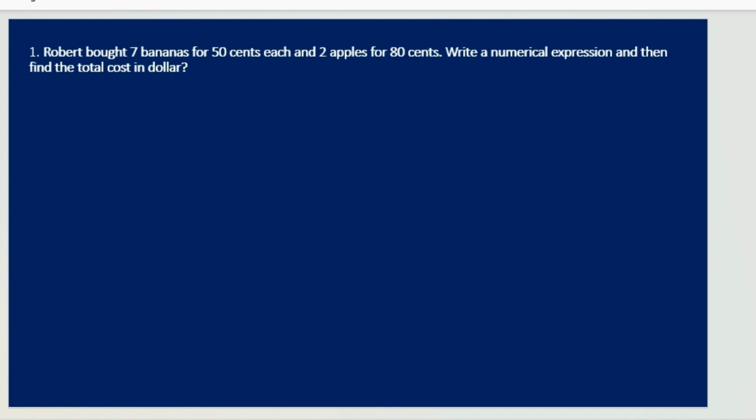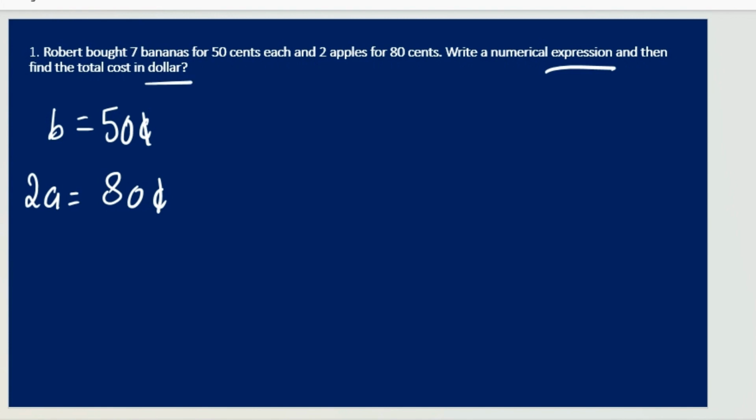So the first question is, Robert bought 7 bananas for 50 cents each and 2 apples for 80 cents. Write a numerical expression and then find the total cost in a dollar. So I'm going to write B stands for banana, so B equals 50 cents. And 2 apples or 2A equals 80 cents. Now we have to write a numerical expression. So it would be 7B plus 2A.